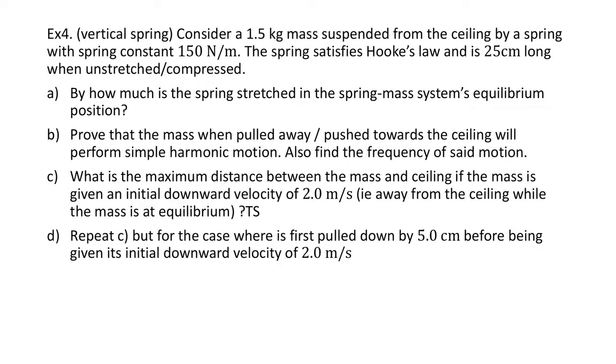Okay. Right, so now for exercise C, we want to know what is the maximum distance between the mass and the ceiling. And we're given some initial conditions. Initially, the block is just at its equilibrium position, and then it is shoved or pushed downwards to give it an initial downward velocity of 2 meters per second. Good.